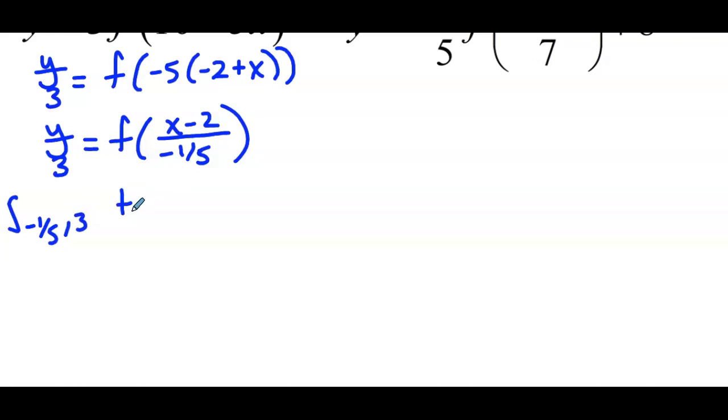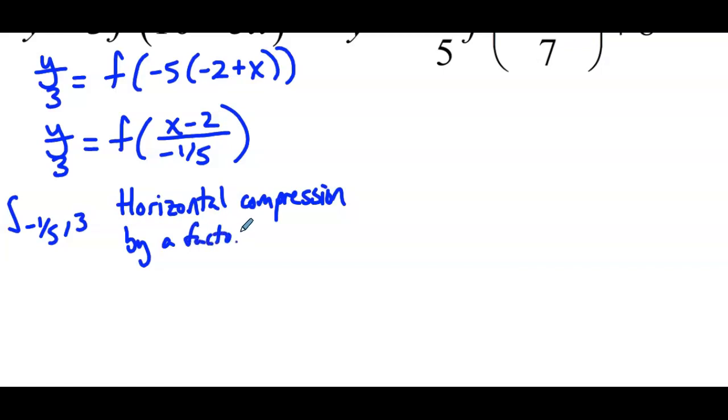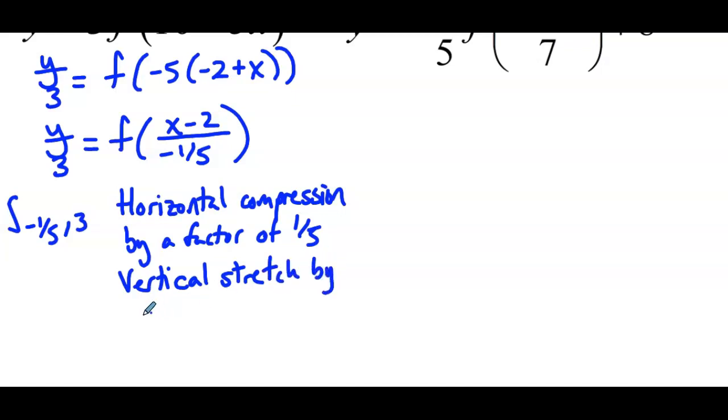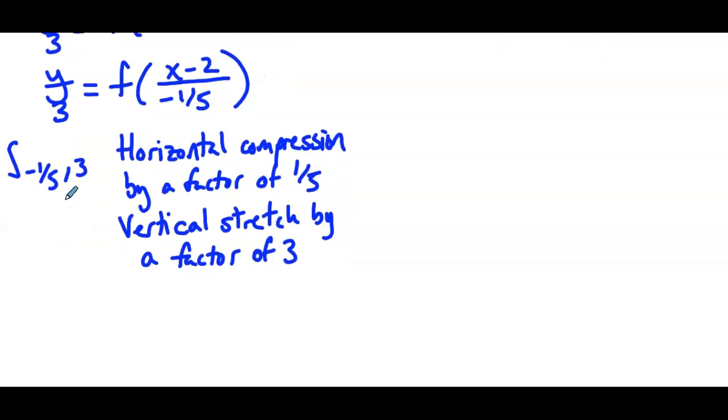So we have a horizontal compression by a factor of 1/5, a vertical stretch by a factor of 3. We're negating the x value, so that's a reflection. And if we're negating x, that's going to reflect it over the y. So a reflection over the y-axis.